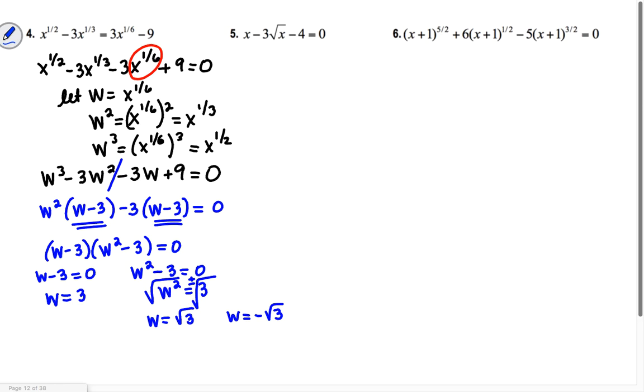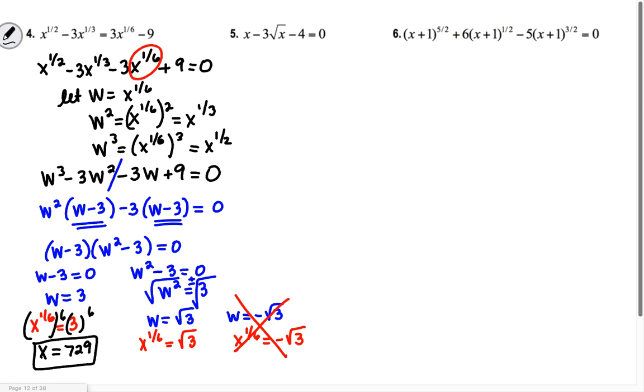All right, now we resubstitute. So w is going to be replaced with x to the 1/6. One of these we can cross out, right? This is an even root, 6th root, can't be a negative, so we can cross that one out. Now I raise both sides to the 6th. Ooh, 3 to the 6th. Anybody know that one? Good. Did you do it without a calculator? Good job, Jacob.